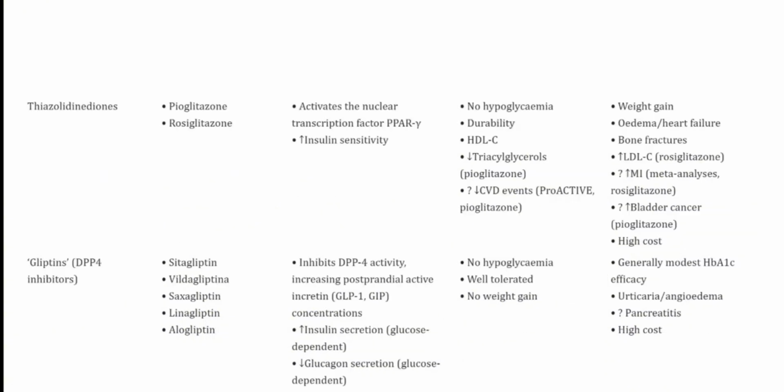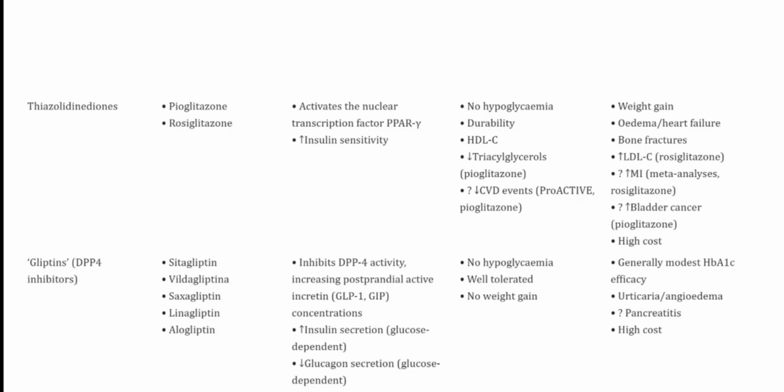The next class are the thiazolidinediones. Examples include pioglitazone and rosiglitazone. They activate the nuclear transcription factor PPAR gamma and increase insulin sensitivity. They do not cause hypoglycemia, and they are durable. They reduce triacylglycerols and reduce cardiovascular disease events. Side effects include weight gain, edema, heart failure, bone fractures, increase in LDL cholesterol, increase in risk of MI, increase in risk of bladder cancer, and they are of high cost.